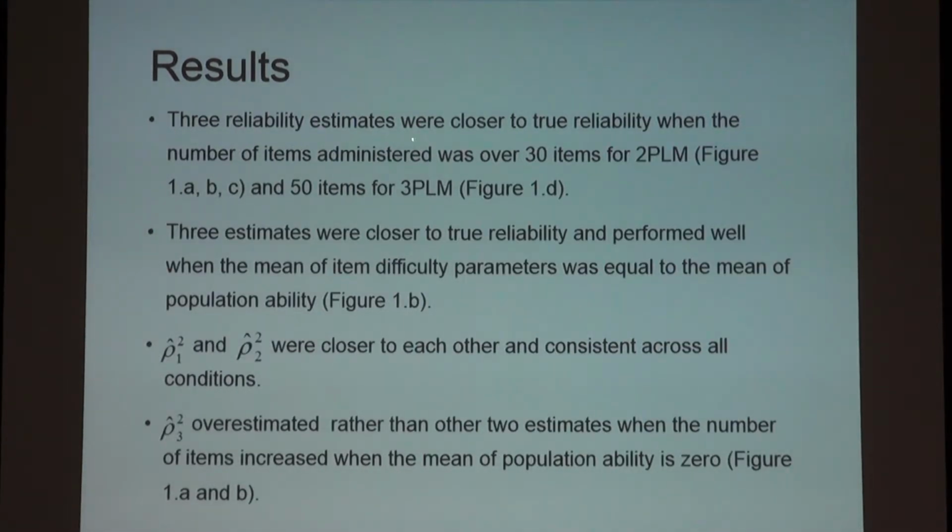And three reliability estimates were close to reliability when the number of items administered was over 30 items. At least we need to administer 30 items for the two parameter logistic model. As you can see, figure 1, A, B, C, and 50 items. We need more items for the three parameter logistic model to recover true reliability in CAT. Three estimates were close to true reliability and performed well when the mean of item difficulty parameter was equal to the mean of population ability. This is very interesting.